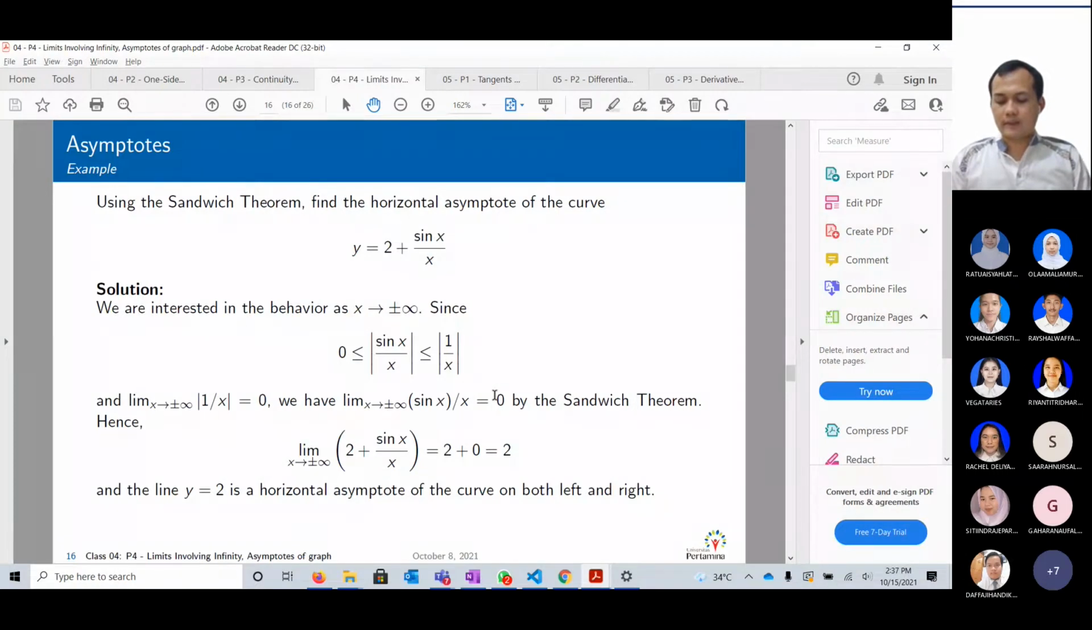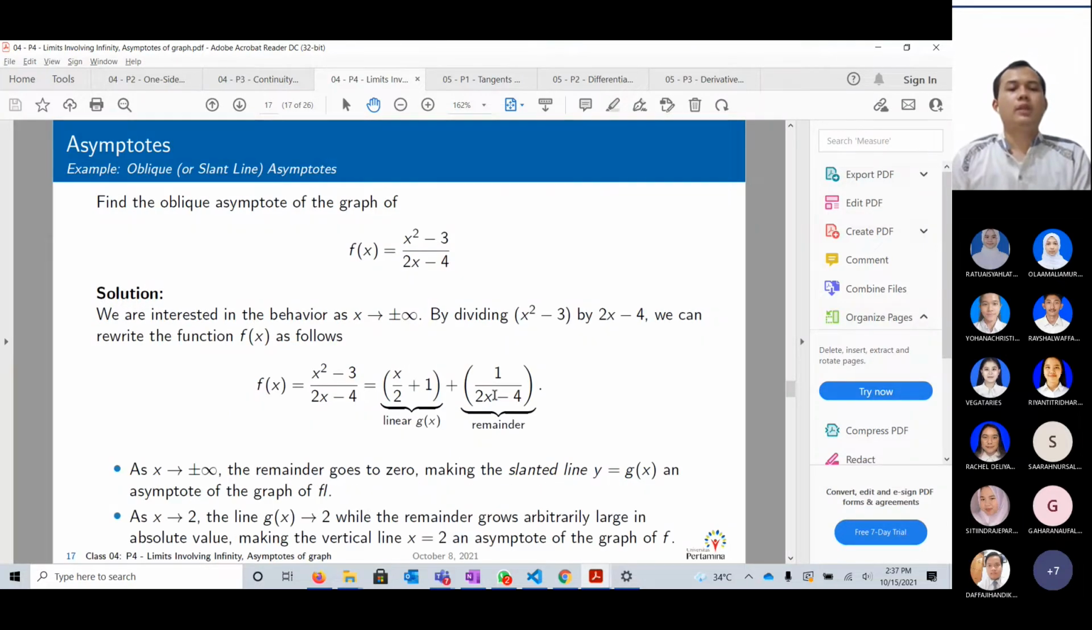Any question? I think it's clear, sir. It's clear. Okay. Now there is something called oblique asymptote, which is a slant line asymptote, atau asymptote yang bukan garis horizontal, tapi garis yang sedikit miring atau banyak miring, ya, garis yang miring gitu. How to find oblique asymptote of this graph?